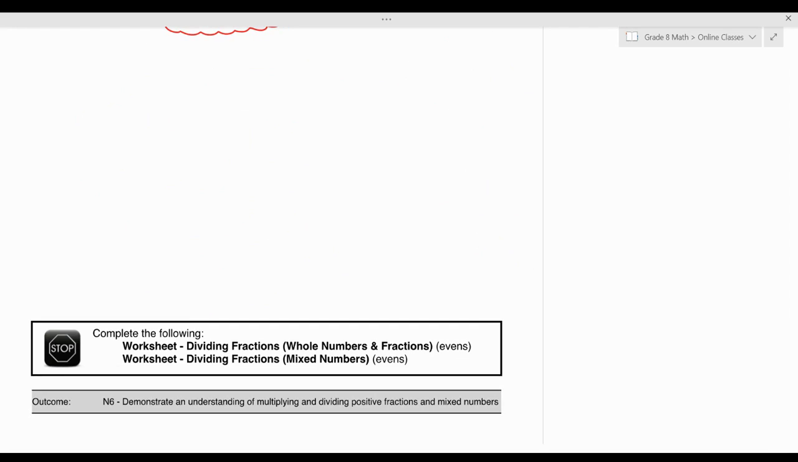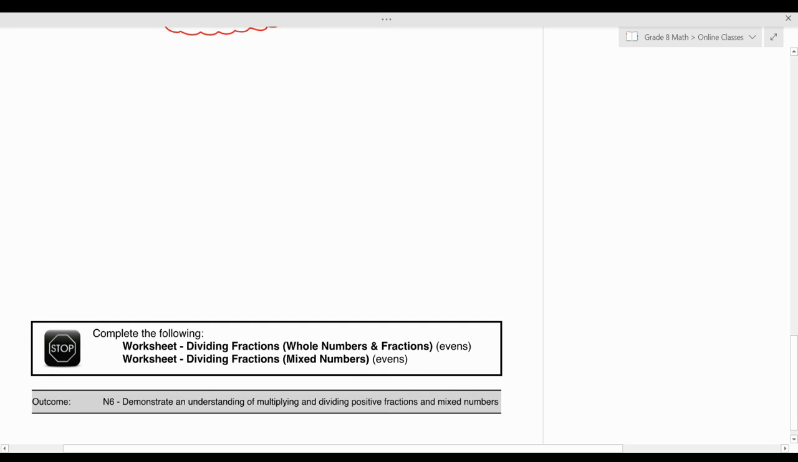All right, now time for you to do some more practice on your own. There's going to be 2 worksheets. Again, they're split up. So the first one is whole numbers and fractions. This time, change it up. Why don't you try the evens? So you're really only doing half of the numbers that are on the sheet. And then the second worksheet is just on mixed numbers. And again, try the evens.